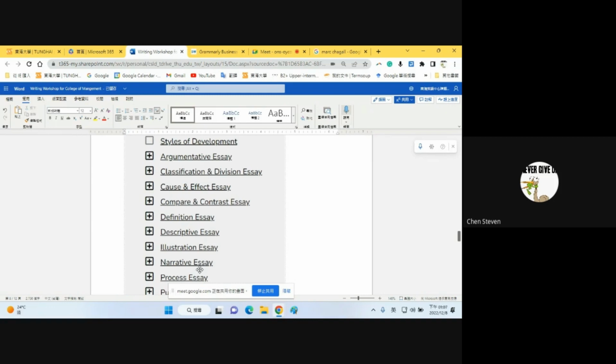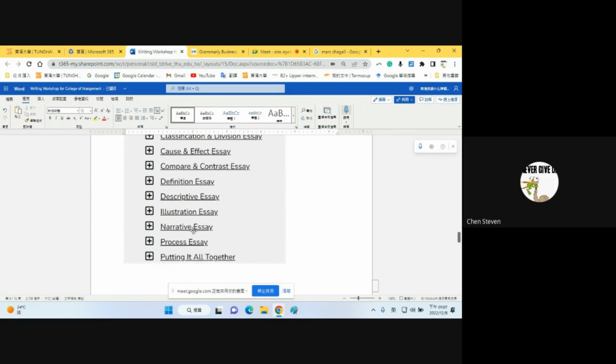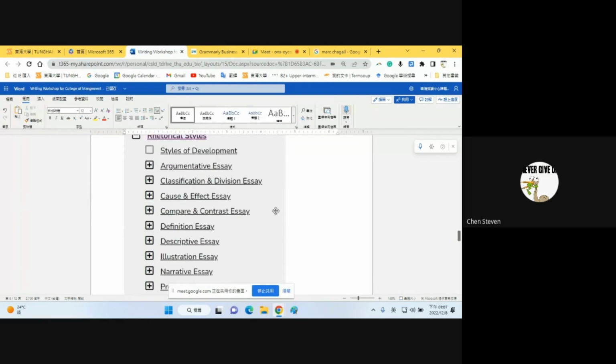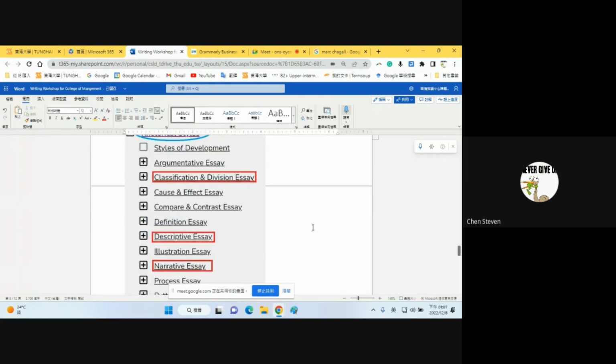Yeah, it's narrative. Yeah, very good. 我们有 narrative，还有呢？Do we have description? Yeah. And then do we have classification? Yeah, very good. Bingo. You high passed the trial.